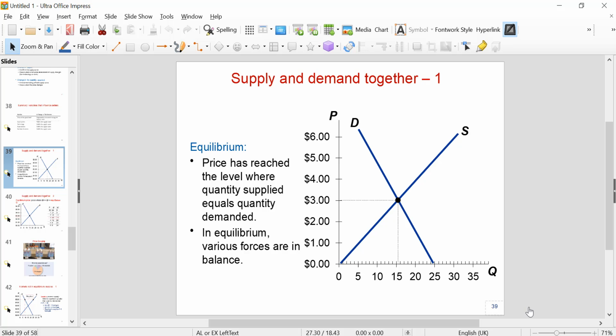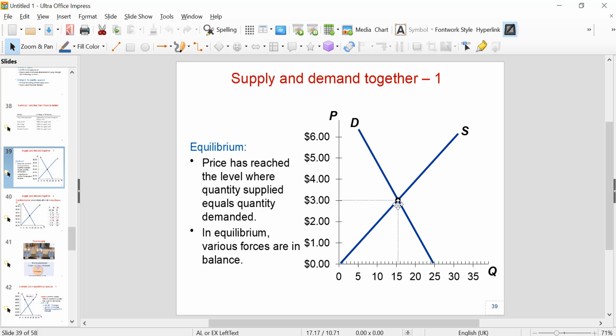In other words, I should use the correct wording here: quantity supplied and quantity demanded match, and buyers and sellers are satisfied at equilibrium price and equilibrium quantity. Now, in general, in equilibrium, in fact, all forces are in equilibrium in the market. So everyone is satisfied, basically, buyers and sellers. So that's the equilibrium point here.